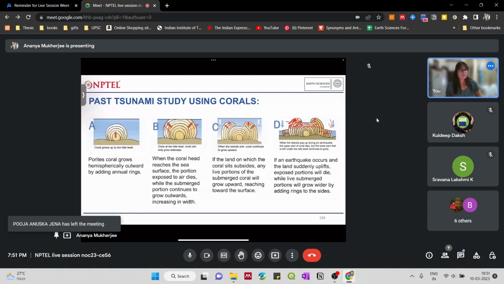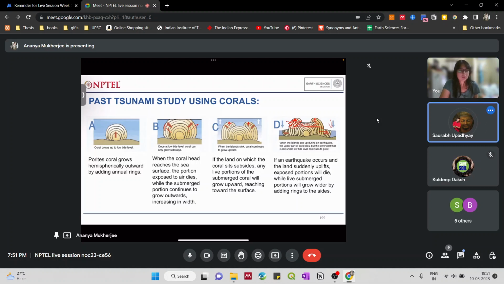Okay, so this is the end of the glacial and the coastal geomorphology. For the next week, I think we have the aeolian geomorphology, that is due to the wind. Okay, so if you have any questions for today's content, you can ask right now.